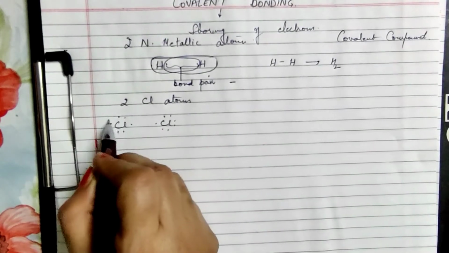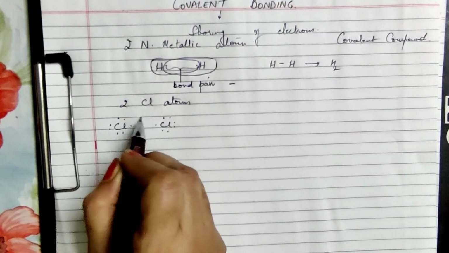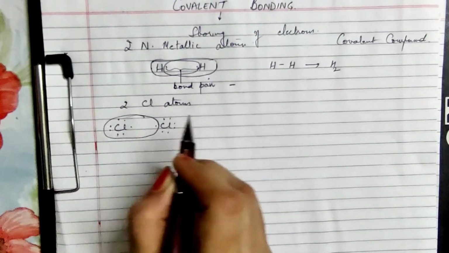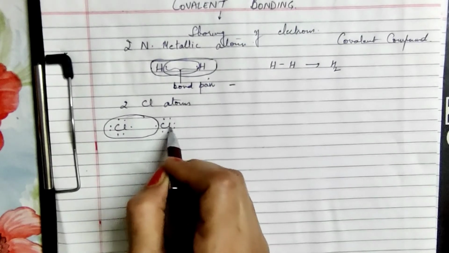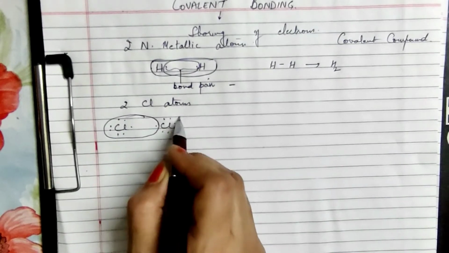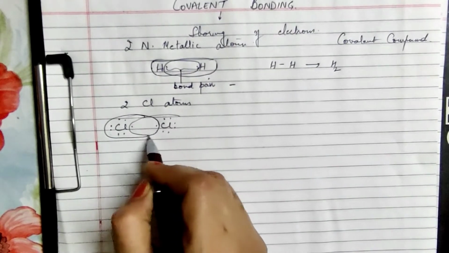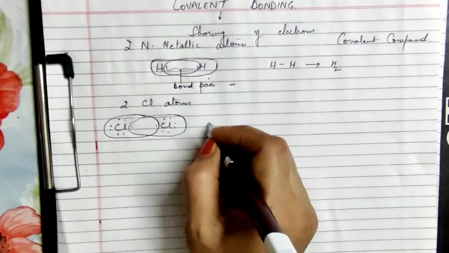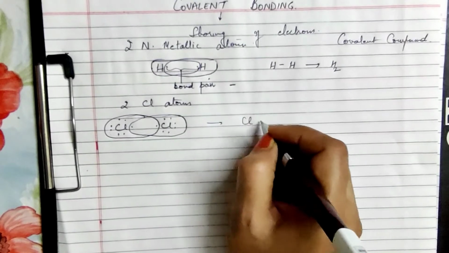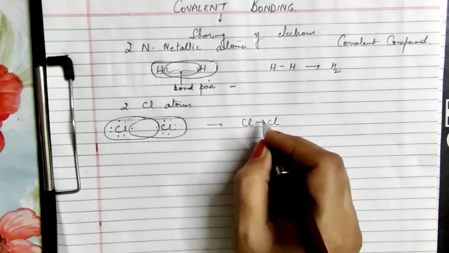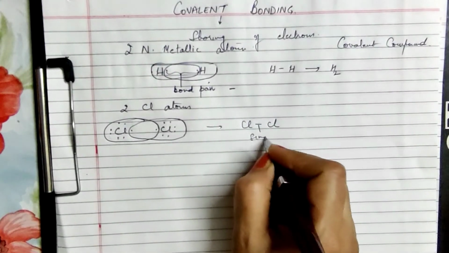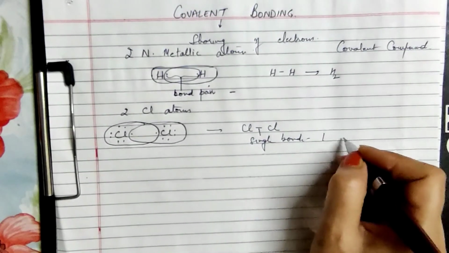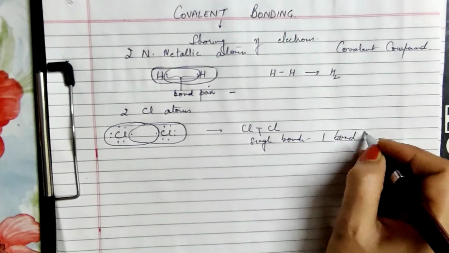So this chlorine already has 7 electrons. It takes one more from the other chlorine atom and becomes stable. Similarly, this chlorine atom already has 7 electrons. It shares one electron with the other chlorine atom and results in the formation of chlorine, single bond, chlorine. The single bond represents one bond pair of electrons.